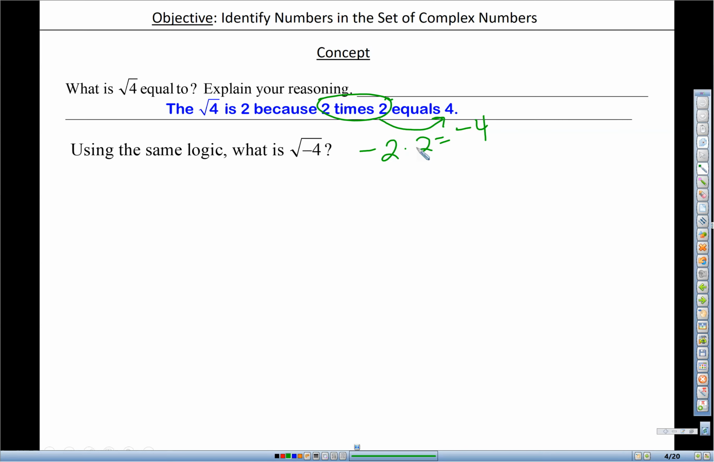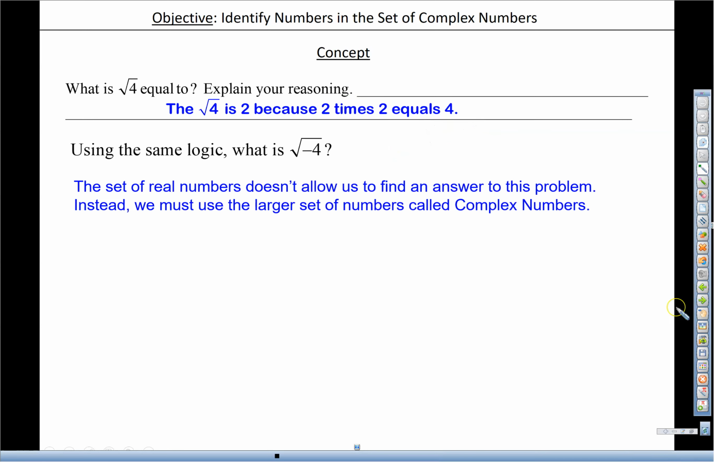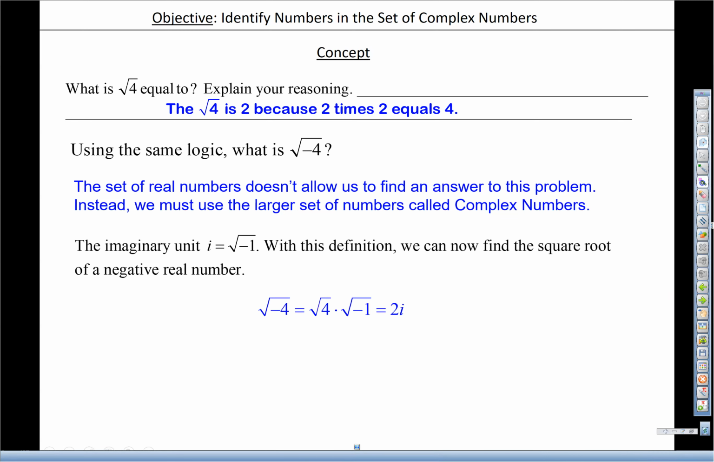So here is why we have to introduce a new type of number. The set of real numbers, which is rational numbers and irrational numbers, both positive and negative, doesn't allow us to find an answer to this problem of what the square root of -4 is equal to. So instead, we have to use a larger set of numbers that we call the complex numbers. And specifically, we have to use what we refer to as the imaginary unit, i.